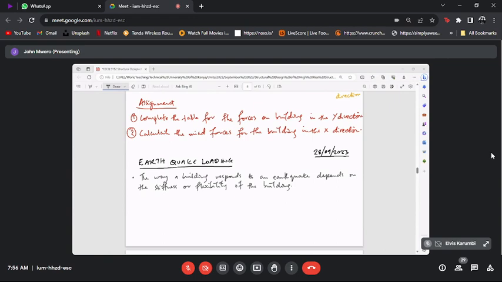So from what I've just said, we can write here that it is more desirable to have some ductility in the building to allow absorption of earthquake forces, as the members of the building deform.